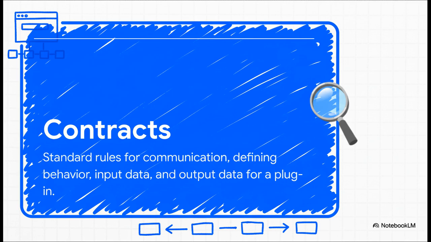I love the analogy of a universal power outlet. The contract is that standard wall socket. As long as your new plugin is built with the right prongs, the core system knows it'll fit, knows how to give it power, and knows it won't blow a fuse. It's what makes sure everyone plays nicely together.